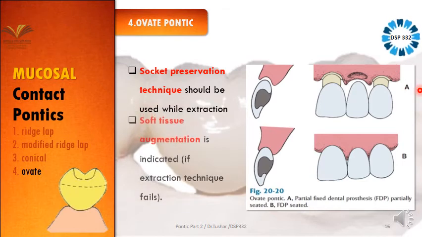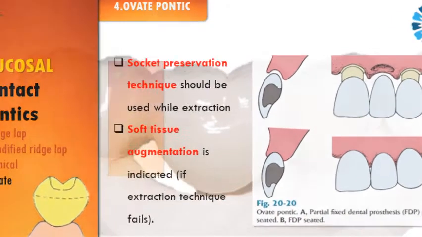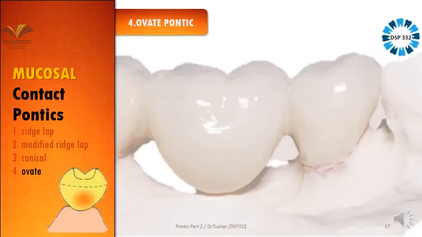But if an extraction was already done before, and you want to give an ovate pontic, then you have to do soft tissue augmentation. Now what is this soft tissue augmentation? You basically create a depression. Surgically you create a depression into the ridge, that is called soft tissue augmentation, so that you can put your pontic into that depression, so that it looks like it is emerging from the socket. So that is your ovate, the most aesthetically pleasing type of pontic.